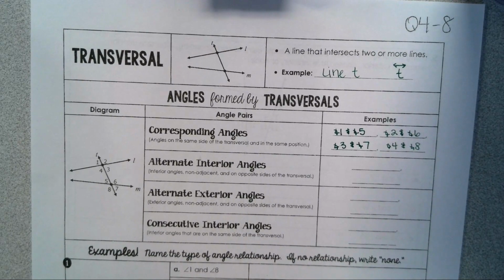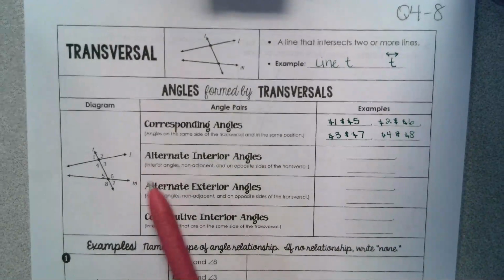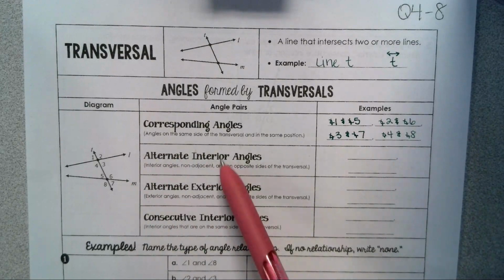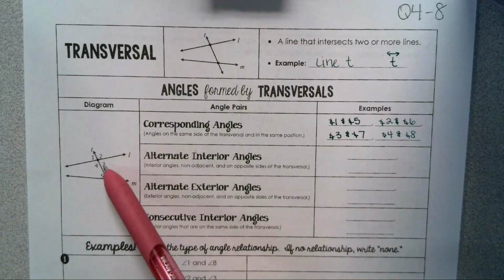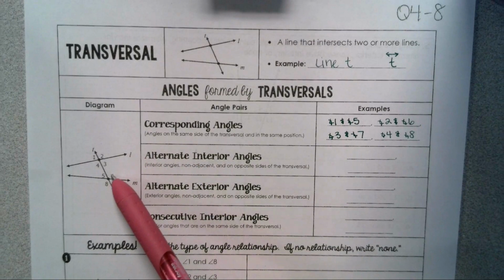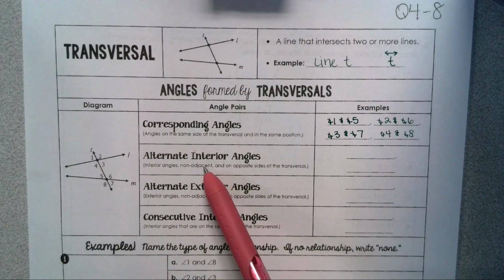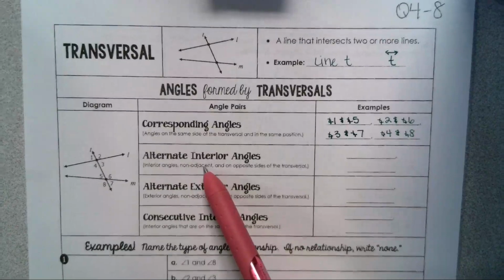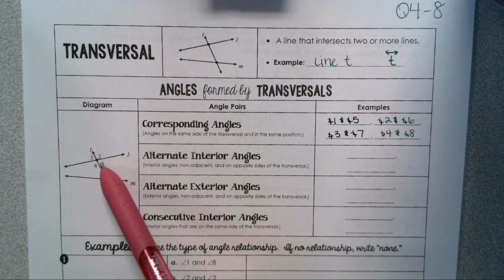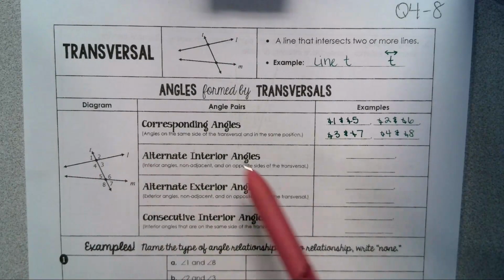For alternate interior angles, interior means inside, so we're talking about these angles that are on the inside of our diagram. Non-adjacent means that they are not next to each other. They don't touch each other, so it's not like 3 and 4 where they are right next to each other. And then alternate meaning on opposite sides of the transversal.